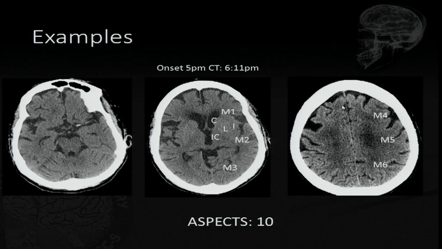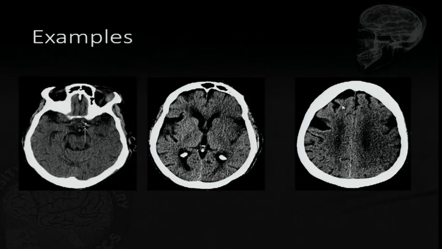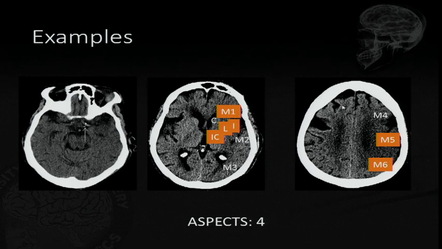So the onset was at 5. This was done 1 hour later, so obviously it's not going to show big changes. Okay. Another case, another left MCA, hyperdense MCA, and you can already see this big hypodensity here. In this case we gave M1, insula, lentiform, internal capsule, M4, M5, and M6. And this was a 4, and if you want to give the M4, that's still going to be a 3, so it's not going to make a big difference again.